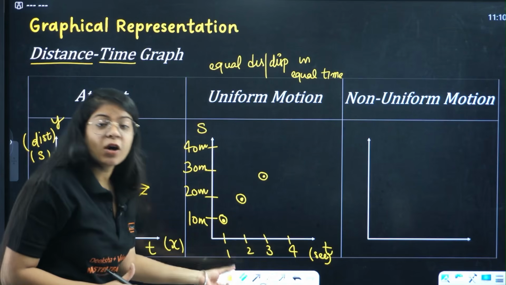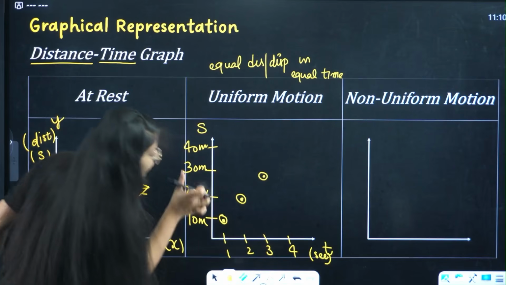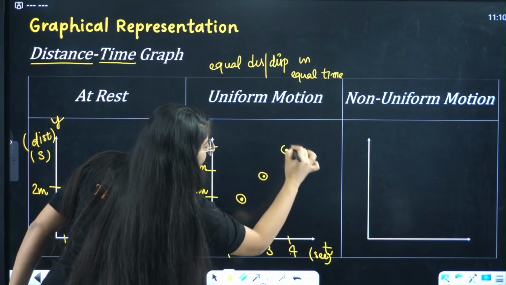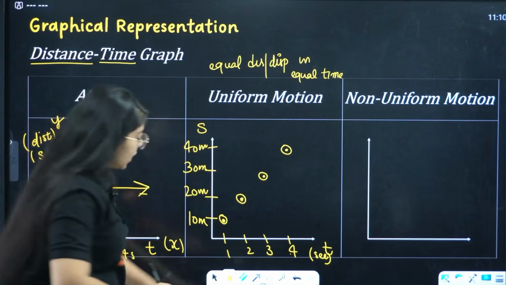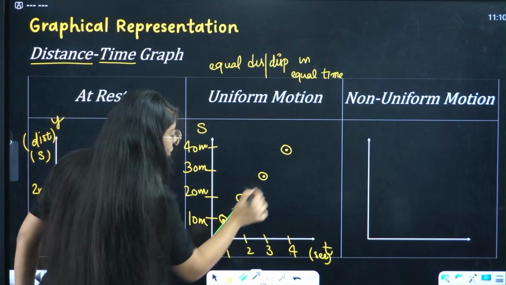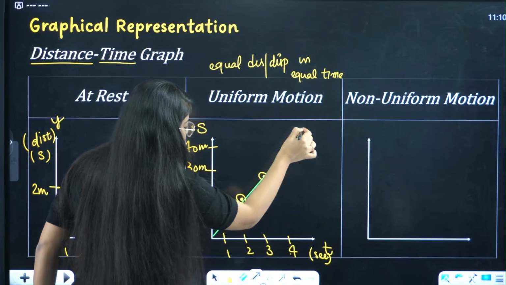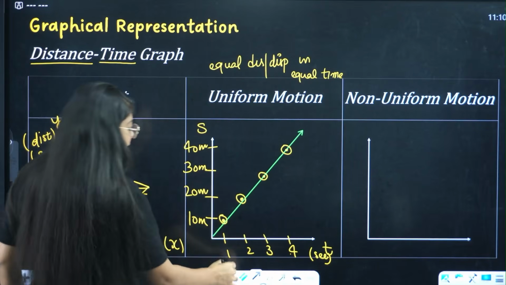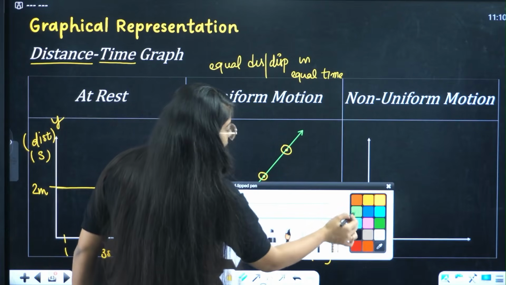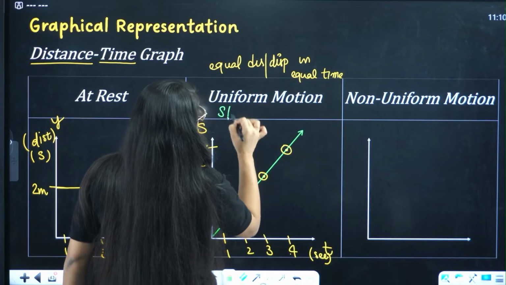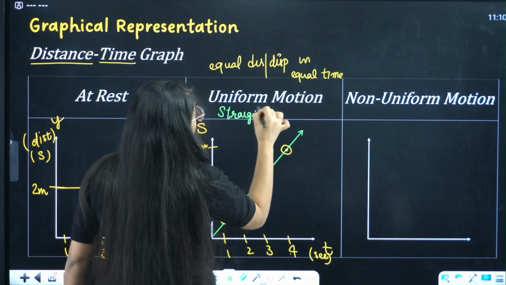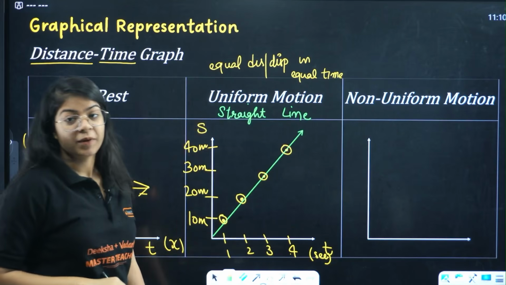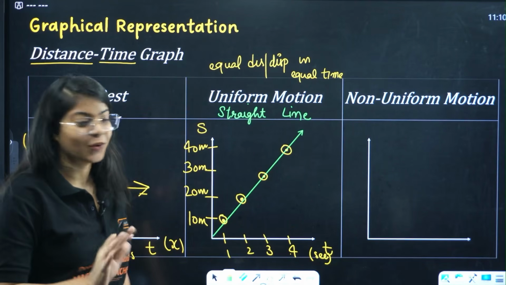In 1 second you are covering 10 meters. In another 1 second you are again covering 10 meters. Understood? And this will now be your final graph. The graph is a straight line. The graph, my friend, is a straight line, increasing with constant slope. We'll see what slope is as well, do not worry.